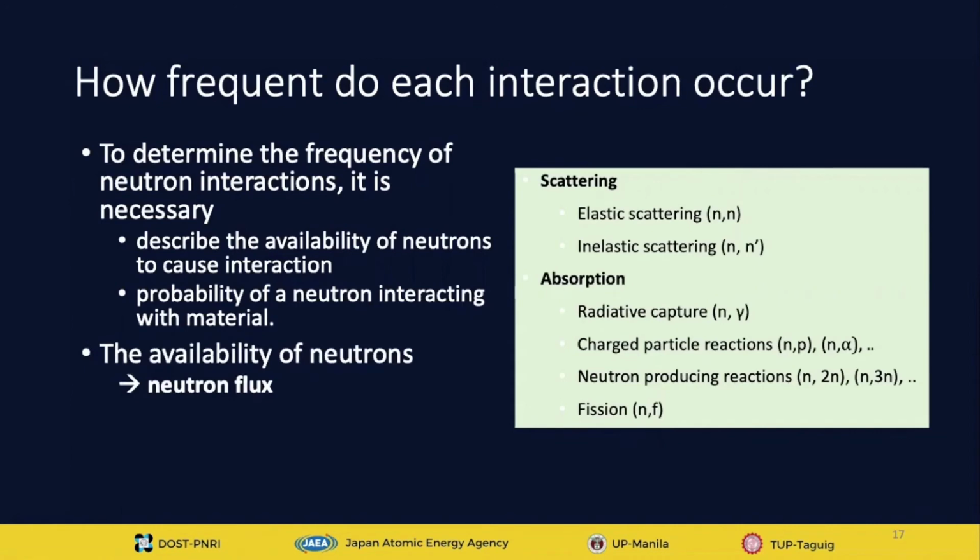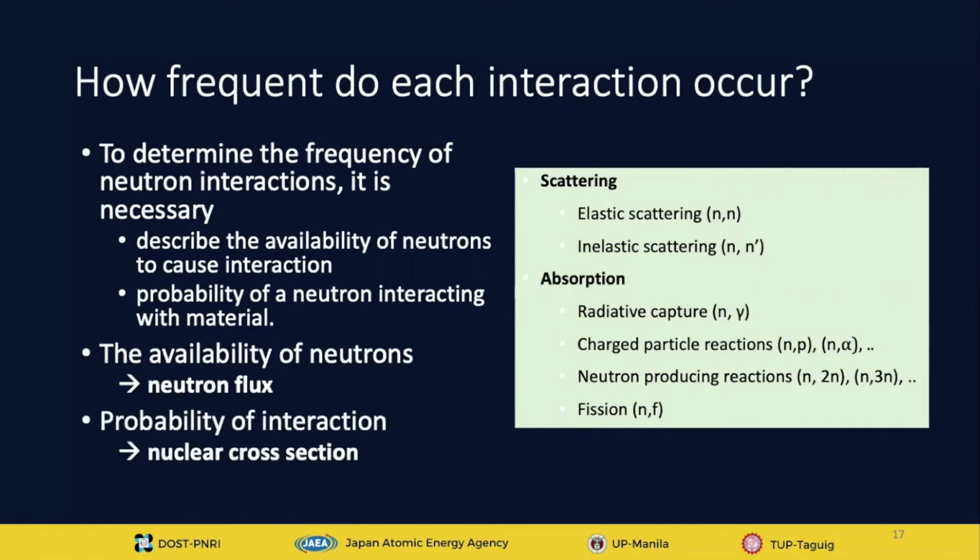The availability of neutrons that can cause this interaction is described as the neutron flux going through that matter, and the probability of interaction between the neutron and the material is called the nuclear cross-section. We can also think of this probability of interaction as a measure of the capturing power of a particular material for neutrons of a particular energy, causing an interaction.